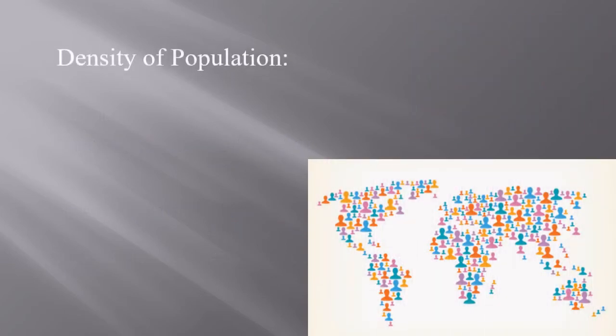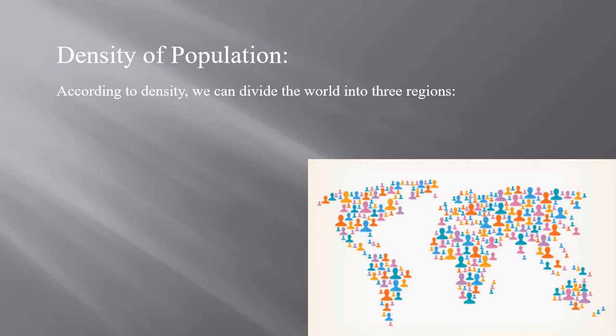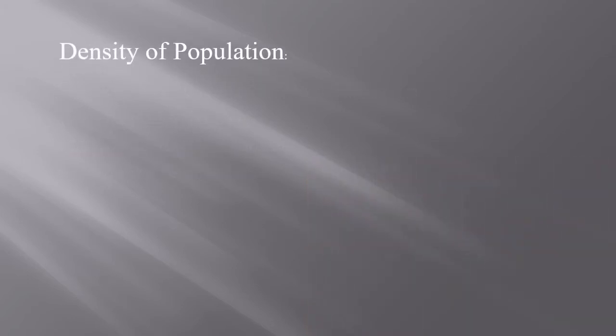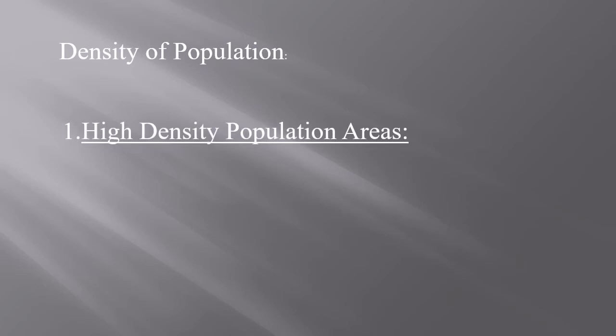After getting the knowledge about the density of population, now we can divide the world into three regions according to density: high density population areas, moderate density population areas, low density population areas. Density of population. Number 1, high density population areas. The average density of population of the world is 48 persons per square kilometer, but in some areas the density is about thousands of people per square kilometer. Let's have a look at these areas.